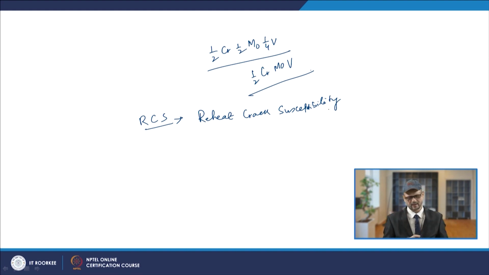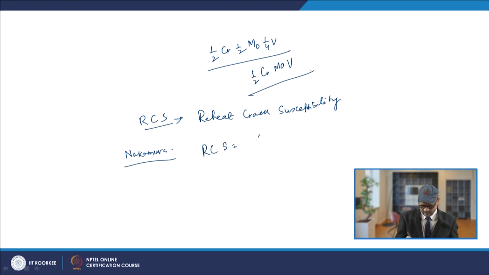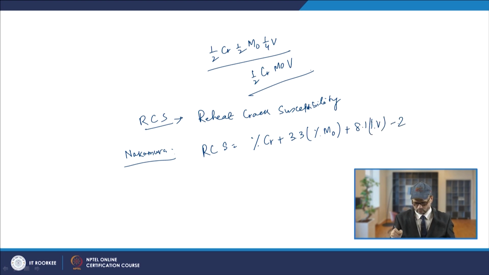So you will have the effect of alloying elements on the reheat crack susceptibility, RCS, and that has been given by the authors. One author, Nakamura, has given a certain expression: RCS will be percentage chromium plus 3.3% molybdenum plus 8.1% vanadium minus 2. That is by Nakamura, and similarly by Ito. Ito and Nakamura both have given.